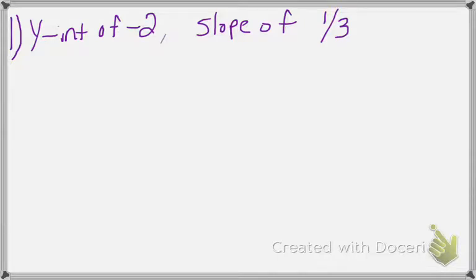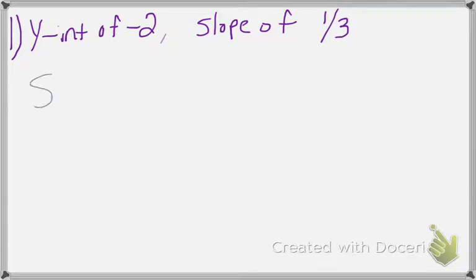Alright guys, I told you I was going to go over the practice problems of number 1 and number 3. Here's number 1. I need the equation of a line that has the y-intercept of -2 and the slope of 1/3. We have a slope and a y-intercept. So we ask, what equation do we need?